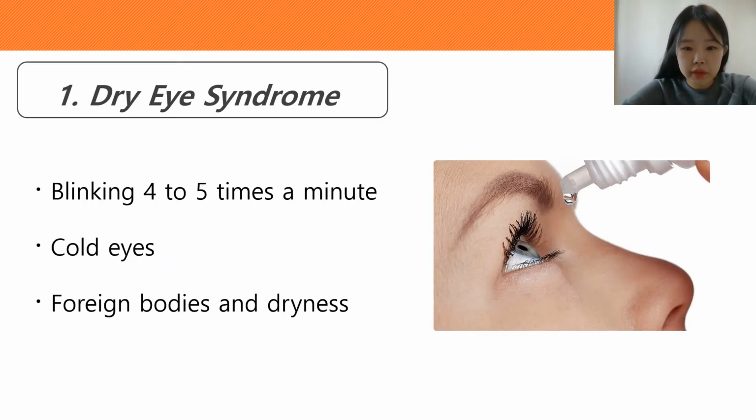First, dry eye syndrome is a disease caused by a lack of tears or excessive evaporation of tears. Normal adults blink 10 to 15 times a minute on average. However, when focusing on smartphones, the number of blinking decreases to 4 to 5 times a minute. Therefore, people with dry eye syndrome often have cold eyes and feel irritating symptoms such as foreign bodies and dryness.